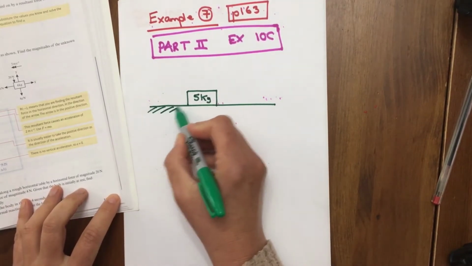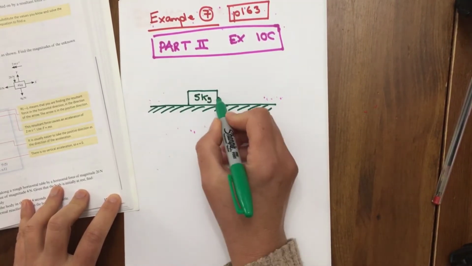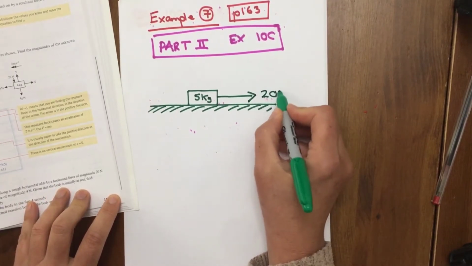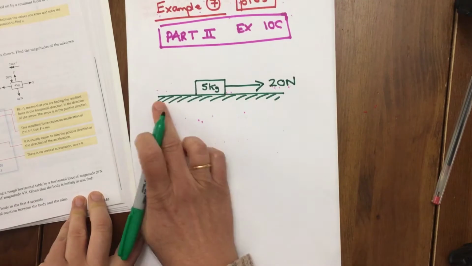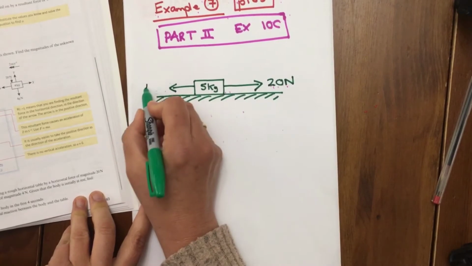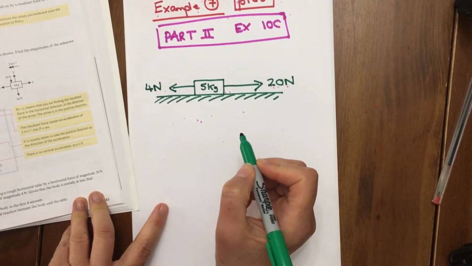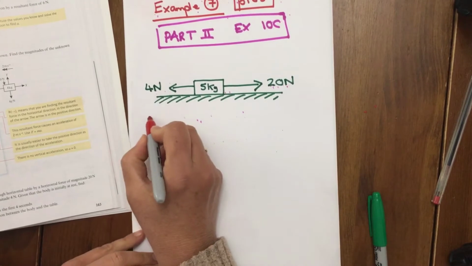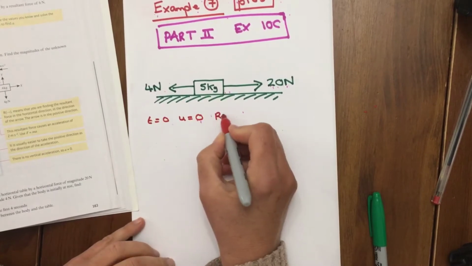So this is my table that the mass is resting on. I'm going to pull it this way, and it says that the pull force is 20 newtons. Now, because the table is rough, there is a frictional force, and it tells you in the question that the frictional force is 4 newtons. It says, given that the body is initially at rest, so when T is nothing, U is nothing.